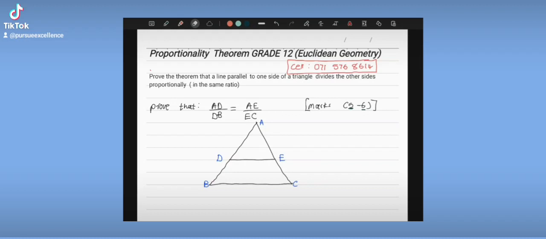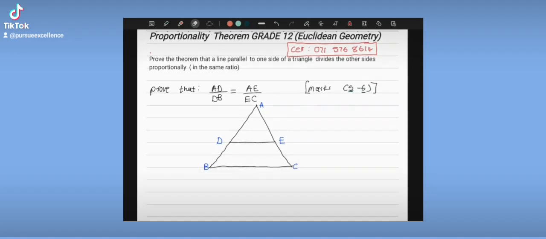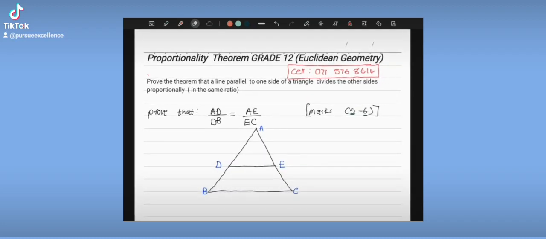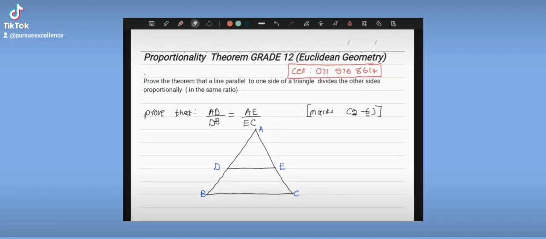So I'm going to show you how to prove this theorem for grade 12. Just stay tuned and enjoy the video, since I'll be giving you the entire proof, whereby you can grab these marks, 5 marks or 6 marks. If you're lucky, they may award you 6 marks for just proving it, but normally they use 5 marks.